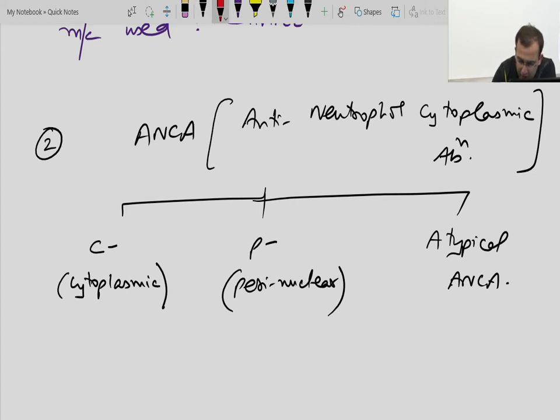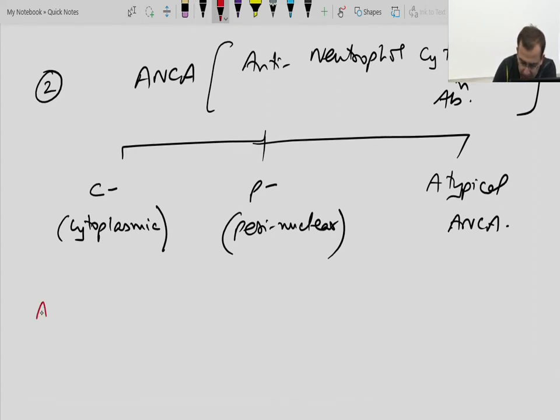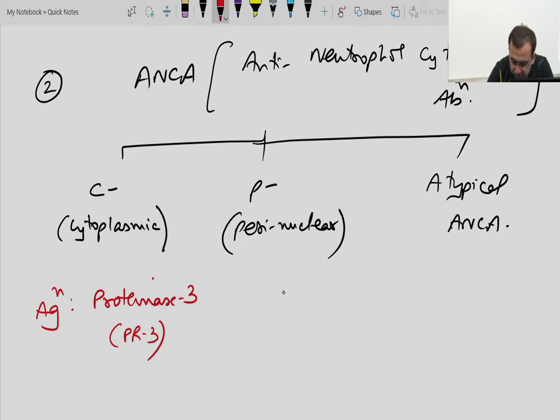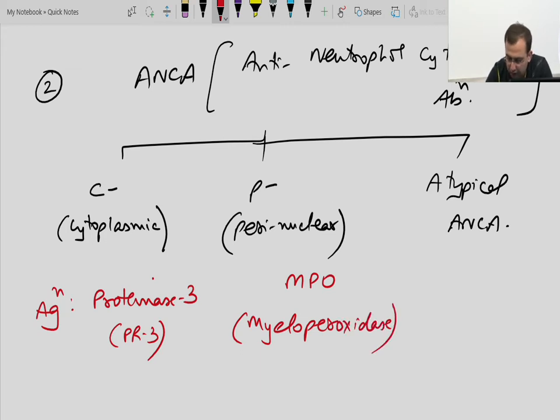In C ANCA, the antigen is proteinase 3, versus P ANCA, where the antigen is MPO, that is myeloperoxidase. In atypical ANCA, the antigen is unknown.